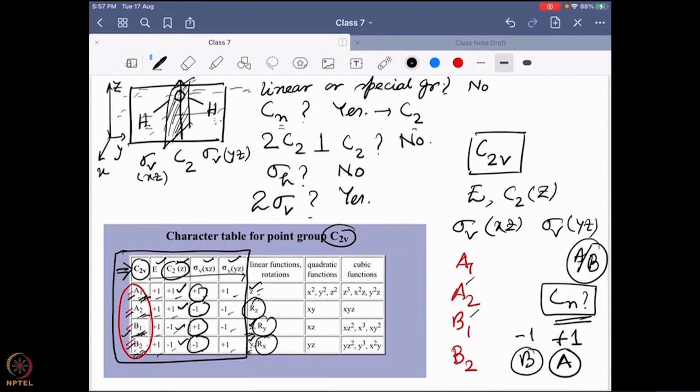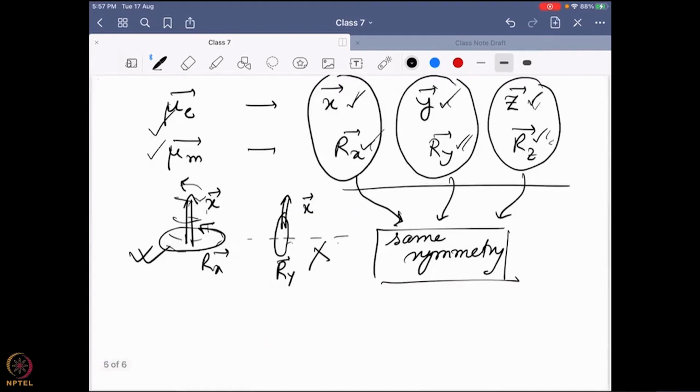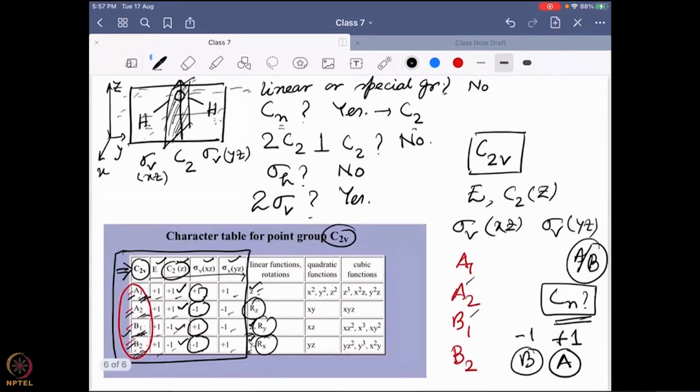Now for a chirally active molecule, what I want is that X and Rx, as we have just discussed in the earlier symmetry, should follow the same symmetry. Over here, my X is in B1 and my Rx is in B2, so they don't follow the same symmetry. So it is not possible to see any chiral or optical activity with X polarized light. With Y, Y is B2 and Ry is in B1, so that is also not possible. Z and Rz are also different.